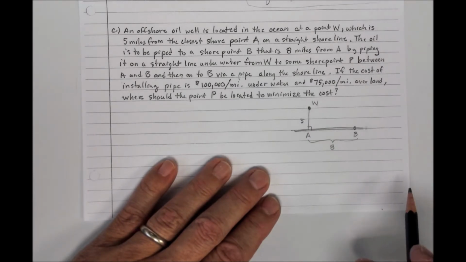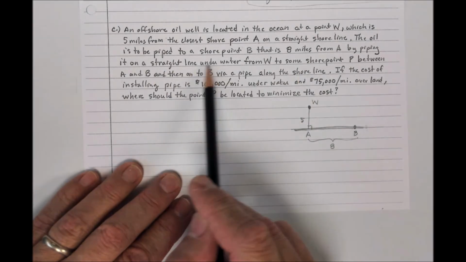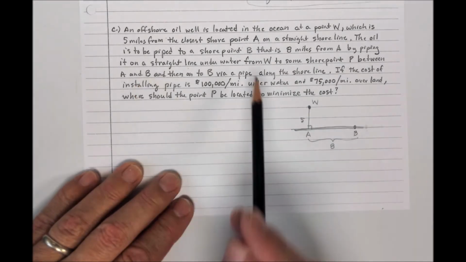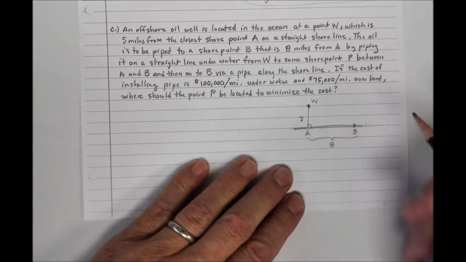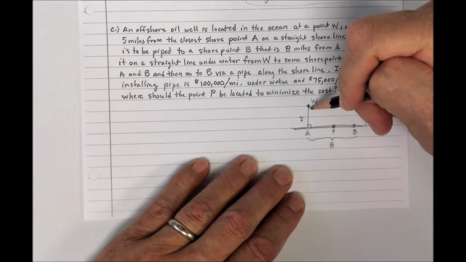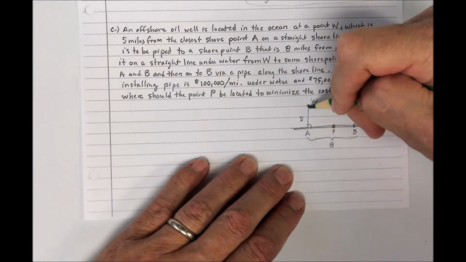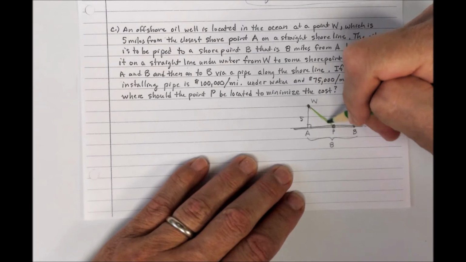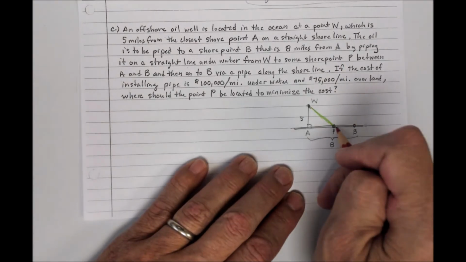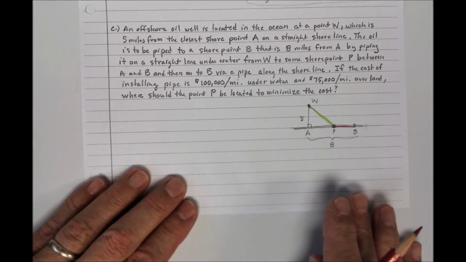And it says here, 8 miles from A, by piping it on a straight line underwater from point W to some shore point between A and B. They call it point P here. So maybe it goes to here, point P. So they're going to bring it this way. Let me go underwater in green. So they're going to pipe it to there, and then once it gets to the land here, they're going to pipe it here to B, above ground, so it's going to be a little cheaper.